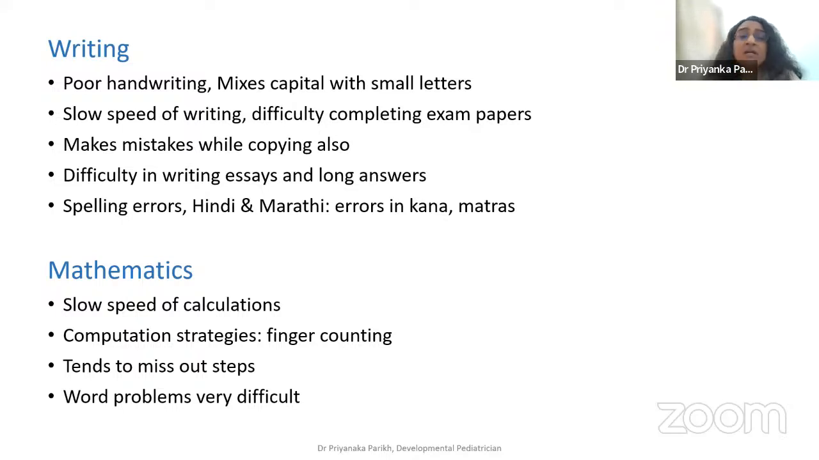Now, when we look at his math, the speed of calculations is very slow. So the child is still, in ninth grade, using finger counting to do some of the computations, and would tend to miss out steps. And what is most difficult is the word problems, what we call story sums. So for example, when we say, okay, I have 15 chocolates and I have to give them to five of you, how many should I give to each one of you? The child is not able to figure out whether I should do addition or subtraction or multiplication or division. So here it is also about figuring out and applying the concepts, and also the language involved. So a child who has difficulty with language also has difficulty with word problems.